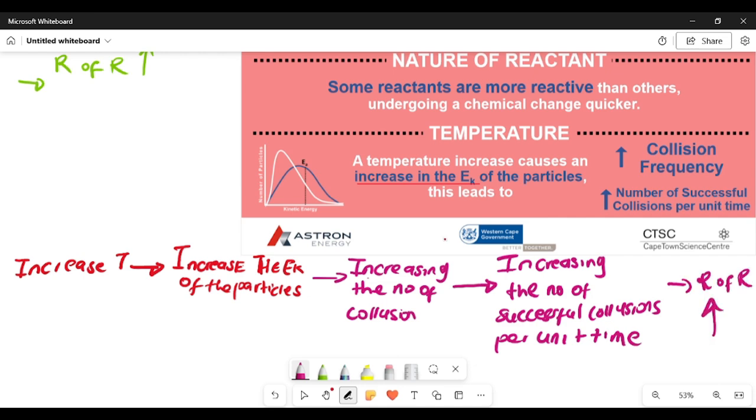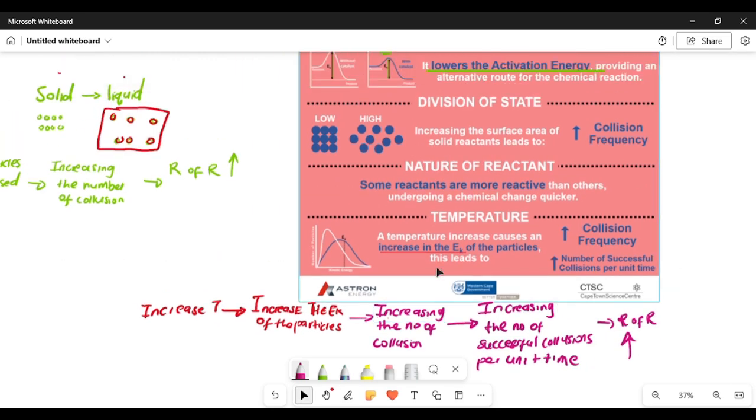And inversely, when you decrease the temperature, right, this would reduce the kinetic energy of the particles, meaning that now your particles would have less energy to move around. As a result of them having less energy, this is going to decrease the number of collisions as well as the number of successful collisions per unit time, leading to your rate of reaction decreasing, right? So in a nutshell, these are the 5 factors that affect the rate of your reaction.